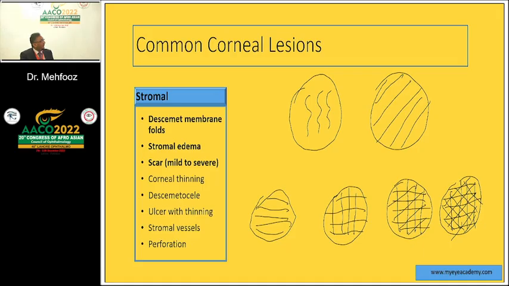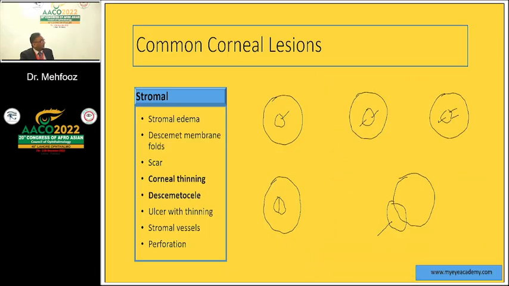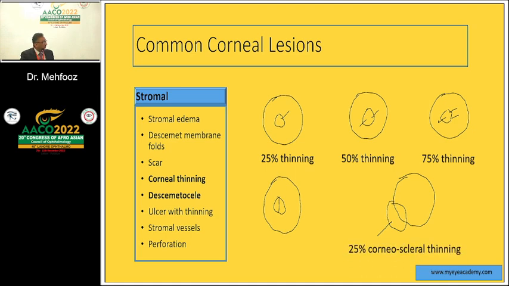Then these wavy lines are for the descemet membrane folds, and the cross lines are for the stromal edema. And this is again the corneal opacity as we have just described. So this is the descemet membrane folds, and this is the stromal edema. Then is the thinning in the cornea. So if you have got this little opacity, which was for the epithelial defect, plus 1 line, that means 25% thinning of the cornea. 2 lines means 50% thinning of the cornea. 3 means 75% thinning. And this one is corneoscleral thinning or melting, 25%.